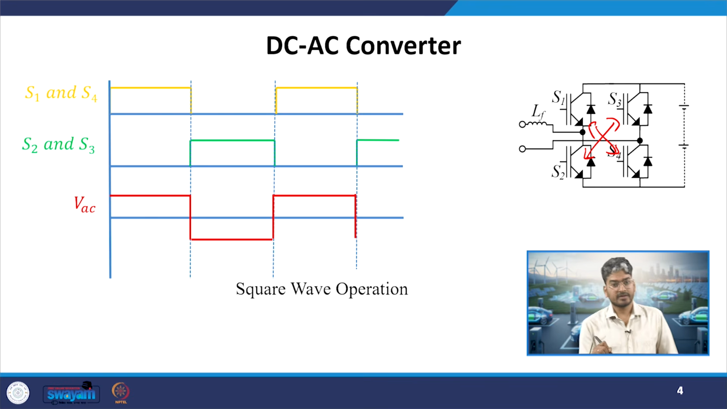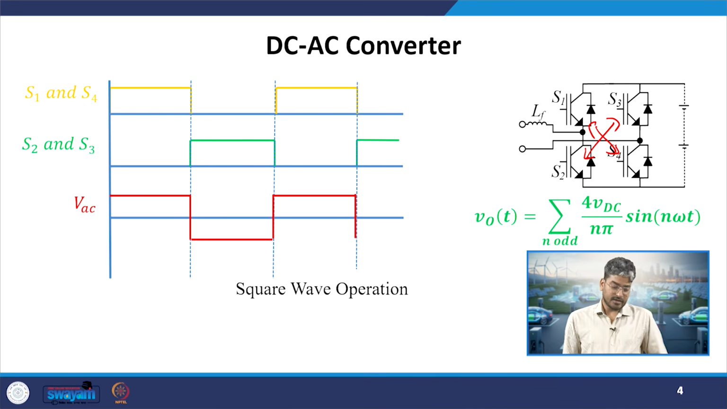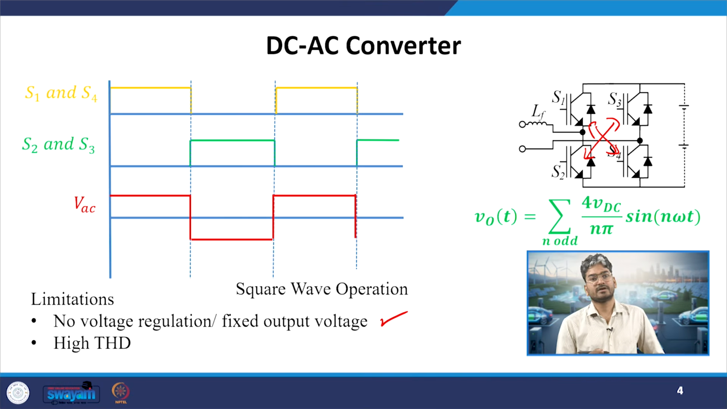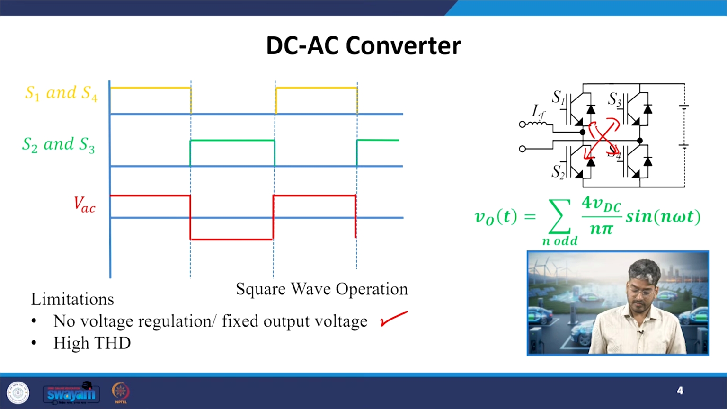But what was the limitation of this one? It had a high amount of harmonic content, as it deviates much from our requirement, which is a sinusoidal voltage. It produces a square voltage. The other limitation was that the voltage was fixed. If my DC link voltage is fixed, then the AC voltage generated by this converter is fixed, so I will not be able to have any variation in the output voltage.